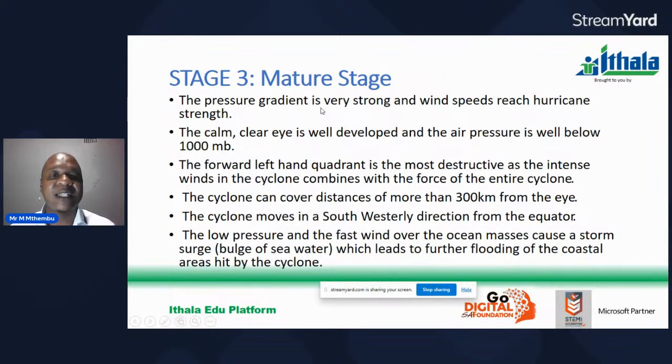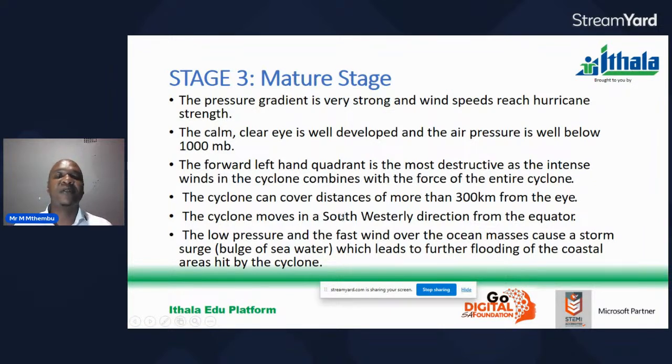The pressure gradient is very strong, and wind speeds reach hurricane strength. The calm, clear eye is well developed, and the air pressure is well below 1000 millibars. The forward left-hand quadrant is the most destructive, as the intense winds in the cyclone combine with the force of the entire cyclone. Remember, it has gusty winds, as well as heavy rainfall in the active quadrant. The cyclone can cover a distance of more than 300 kilometers from the eye.